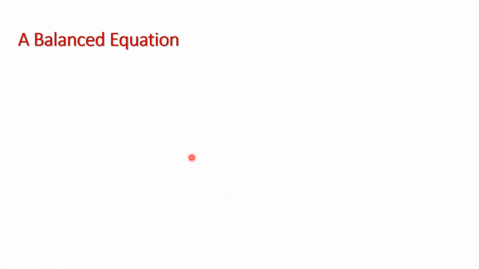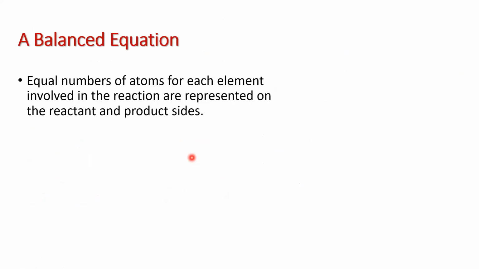Okay, so we need to deal with those coefficients. How do we figure out what they are? We're going to balance equations to figure out what those coefficients are. And we need to have equal numbers of atoms of each element on the reactant side and the product side of a balanced chemical equation. Okay, it's the law of conservation of mass.